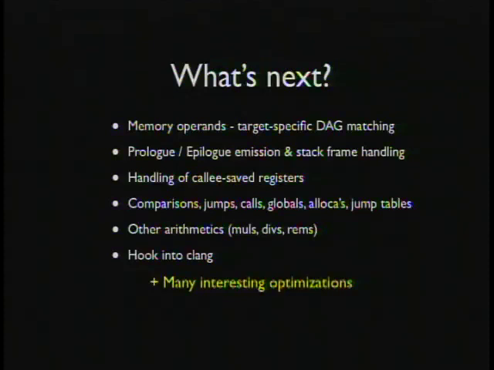Also, we have a huge number of different instructions to support, namely comparisons, jumps, calls, globals, dynamic allocations, jump tables, and some other arithmetics like multiplications, divisions, and so on. Also, it's good at this point to write a small snippet of code and hook our newly built backend into Clang. That's how you get the C front end almost for free. It's only a matter of a few kilobytes of code to hook this backend into Clang. One should just describe, for example, type sizes and nothing more. And at this stage, some target-specific optimizations can be added.